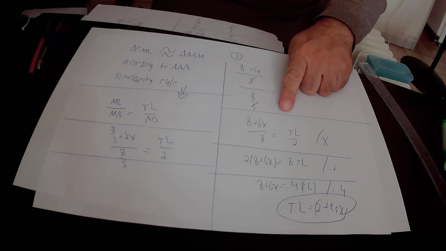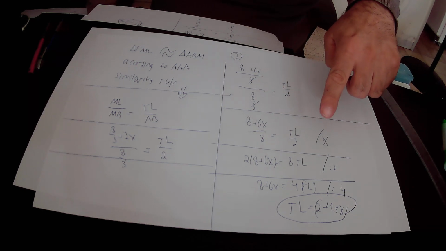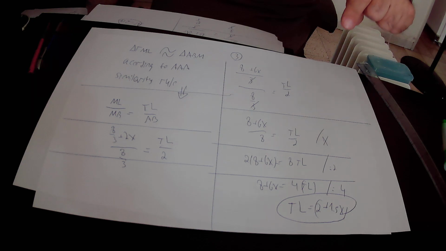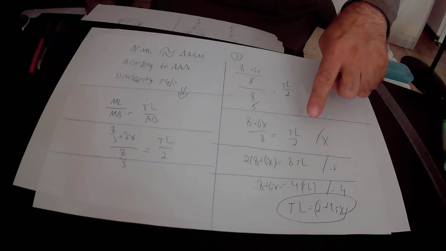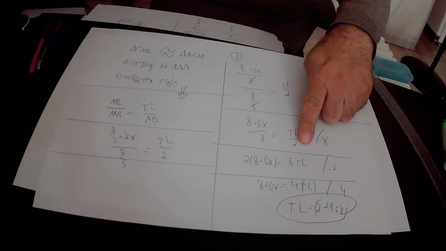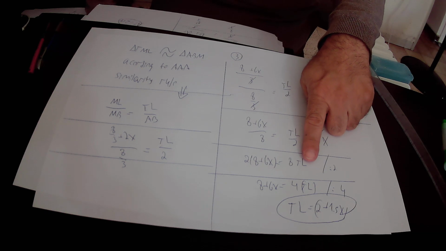Here we cross multiply this equation, and finally we get that 2 times 8 plus 6x equals 8 times TL. We divided this equation by 2, and finally we get that 8 plus 6x equals 8TL over 2, which is 4TL. So 8 plus 6x equals 4TL.